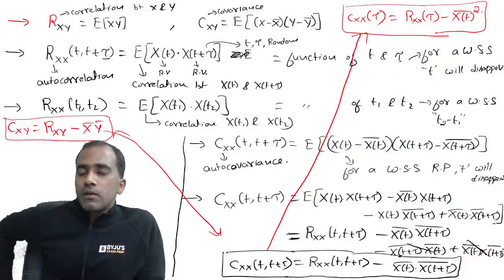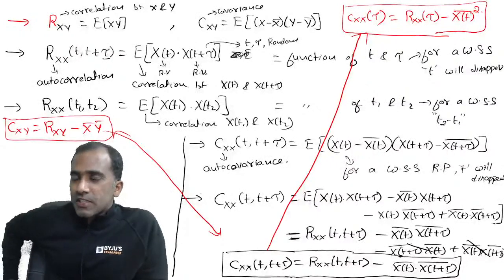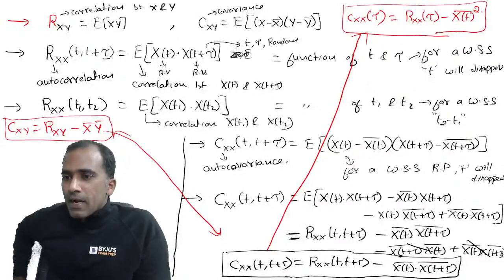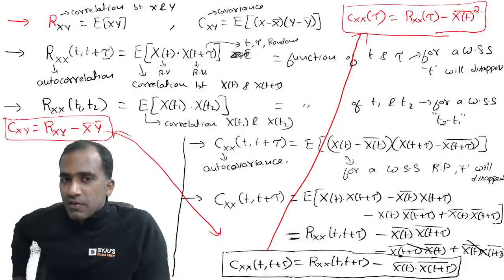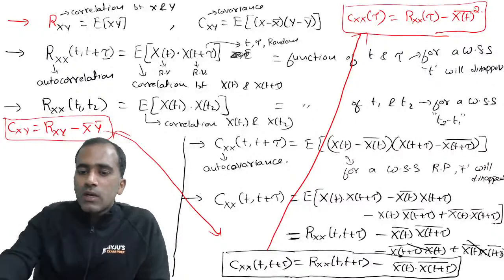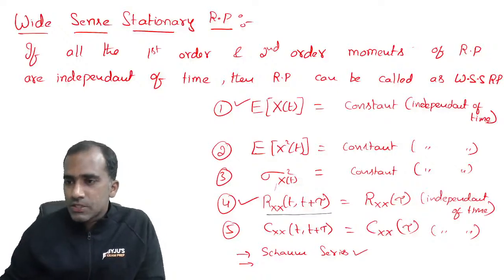I hope you have understood the autocorrelation function and the autocovariance function and the relation between them. And you have also understood what a wide-sense stationary random process is. You have understood, for a random process to be wide-sense stationary, what the conditions are. These are the conditions.